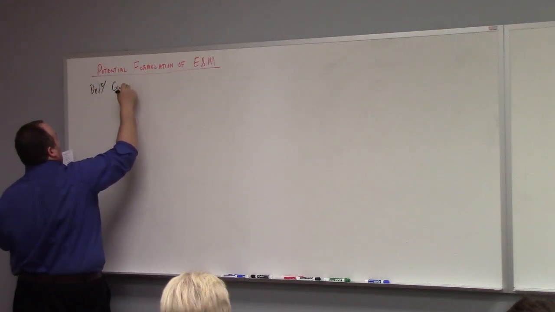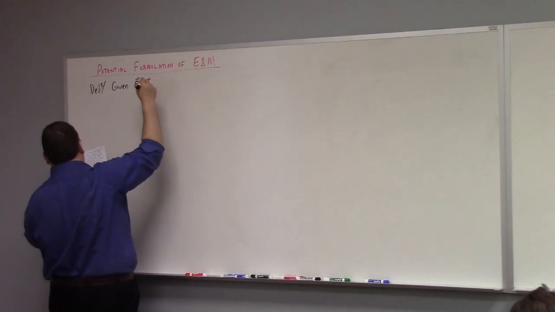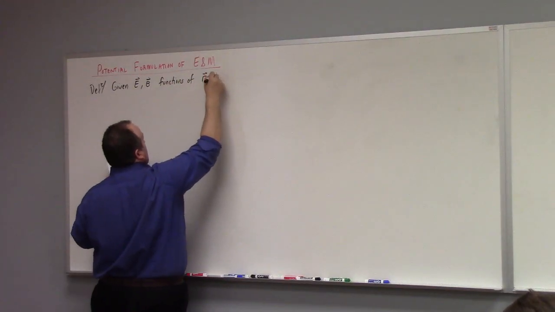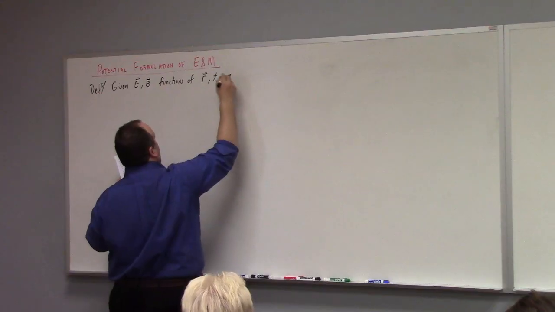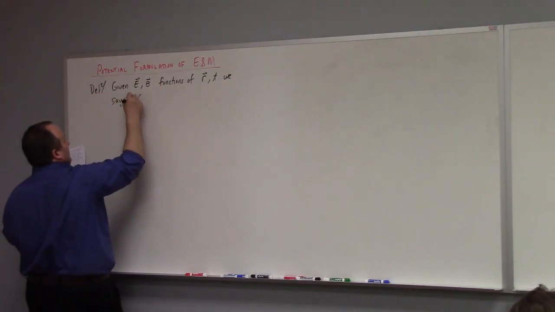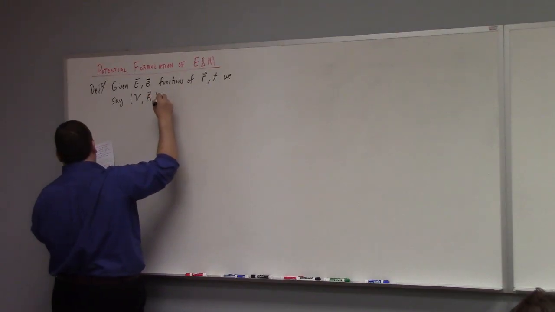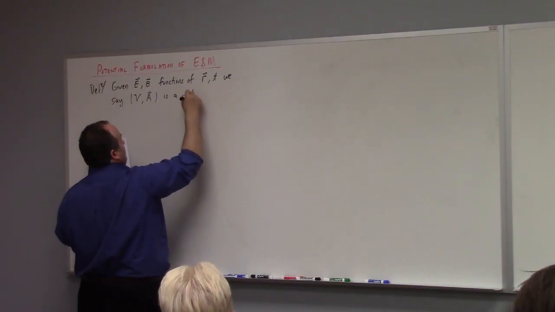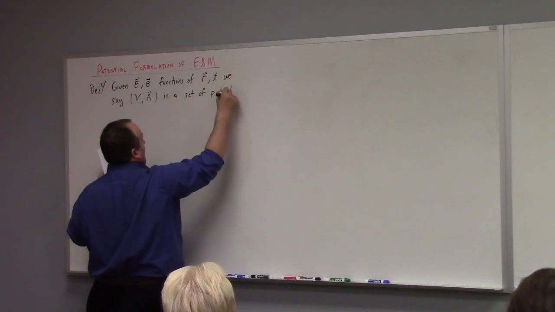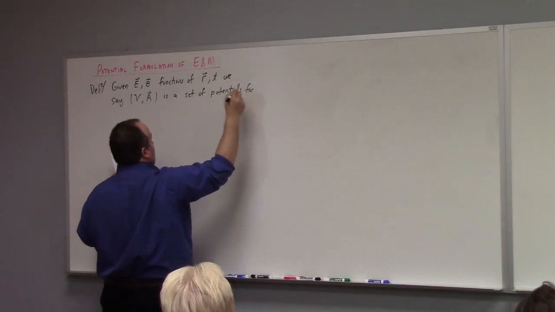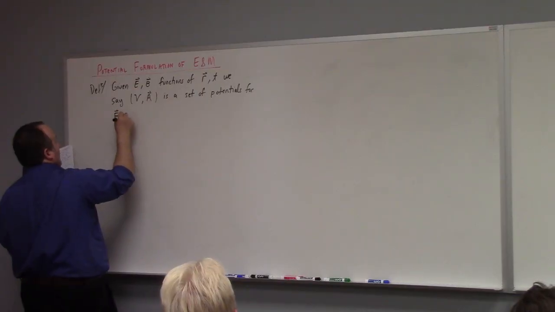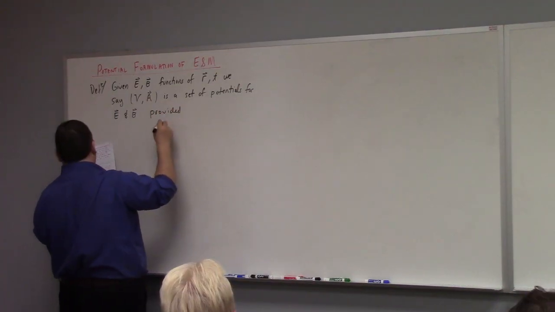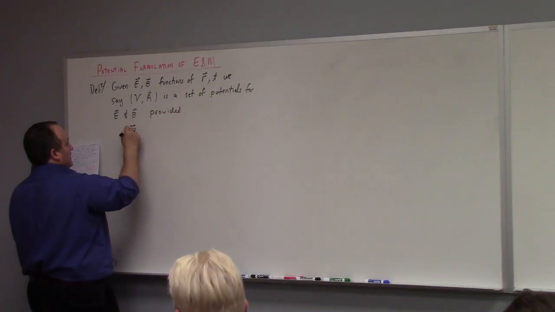given electric fields E and B, functions of position and time, we say V comma A is a set of potentials for E and B provided that B is the curl of A.